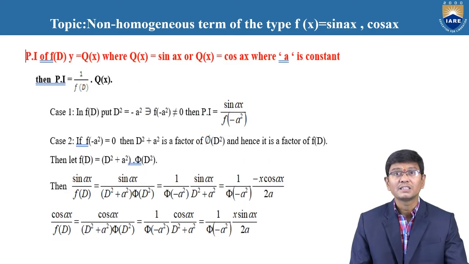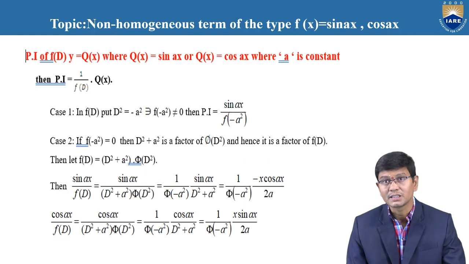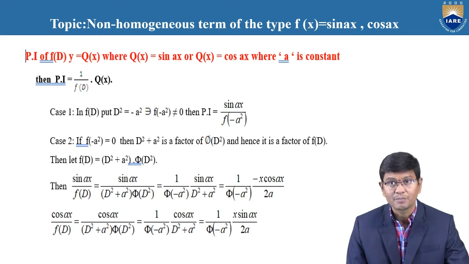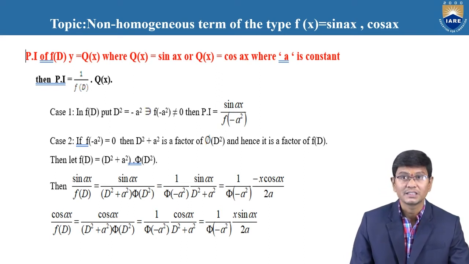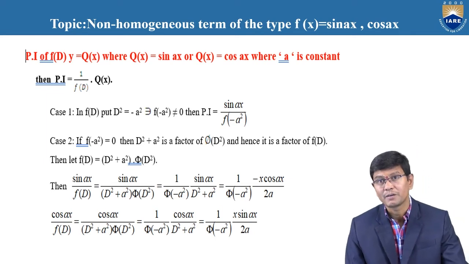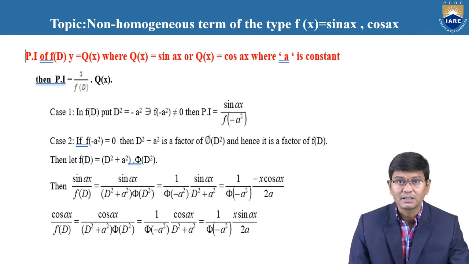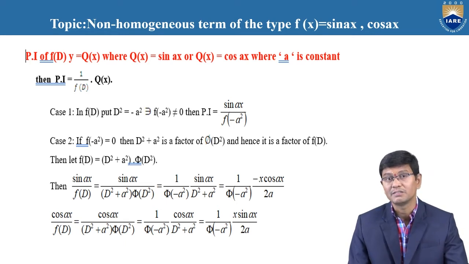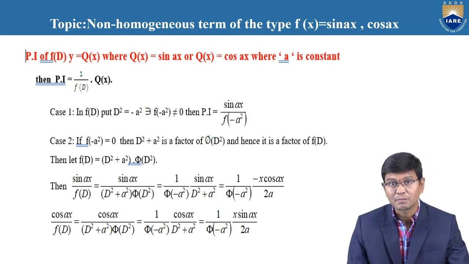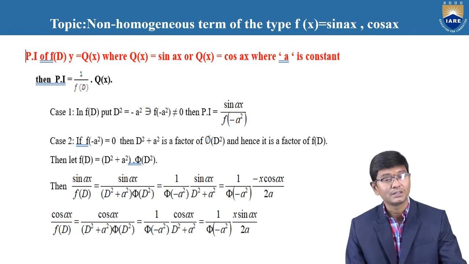Now we'll discuss the alternate method. It is also the same: d square is equal to minus a square. We need to replace it, provided f of minus a square is not equal to 0. The particular integral is sin of ax by f of minus a square. And similarly, if f of minus a square is equal to 0, then you need to replace it according to that, once again multiplying with x, and further proceeding the denominator is not equal to 0.